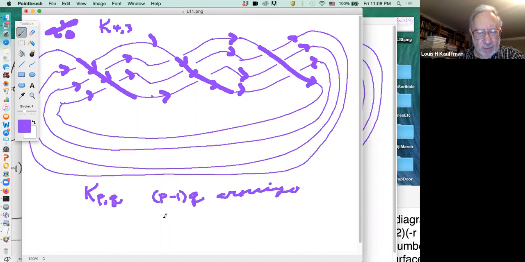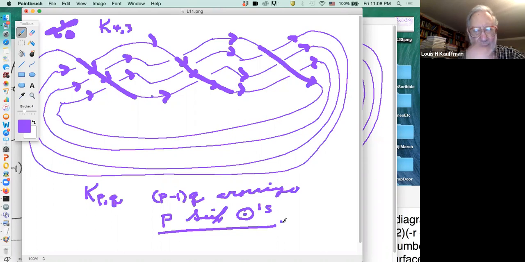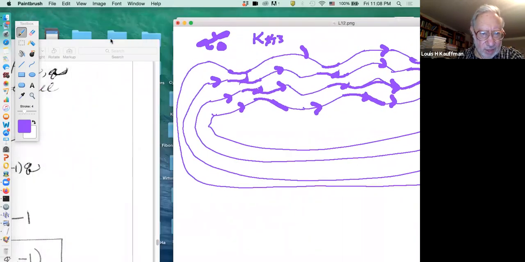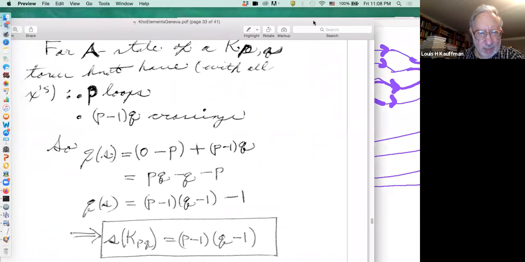And we're going to have P Seifert circles. So I hope that's now evident by looking at these drawings of the torus knots, what we're going to get here. And now if we go back to the calculation in my slide, I said we're going to have P loops and P minus one times Q crossings.